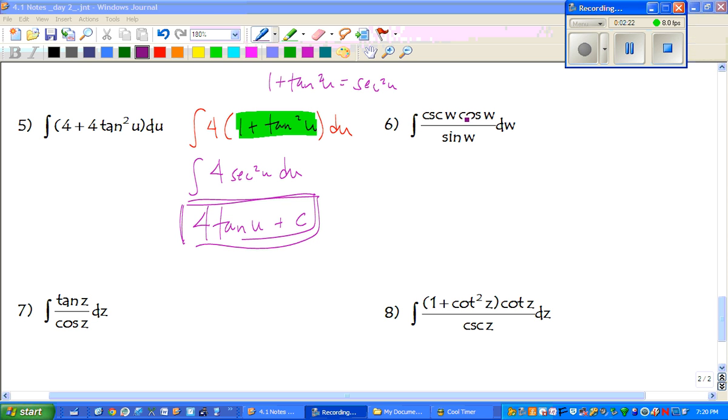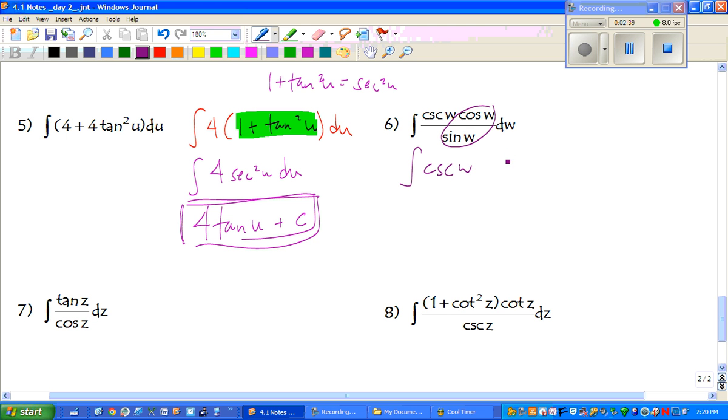But in this one, we can actually go ahead and simplify the cosine over sine part to help us out. Instead of writing everything like the cosecant in terms of sine or cosine, we're going to rewrite cosine over sine. Then we're going to be left with cosecant of w, and then cosine over sine is cotangent of w. Now it fits one of those integrals from the top of the page. The antiderivative of cosecant times cotangent is going to be negative cosecant of w plus c.